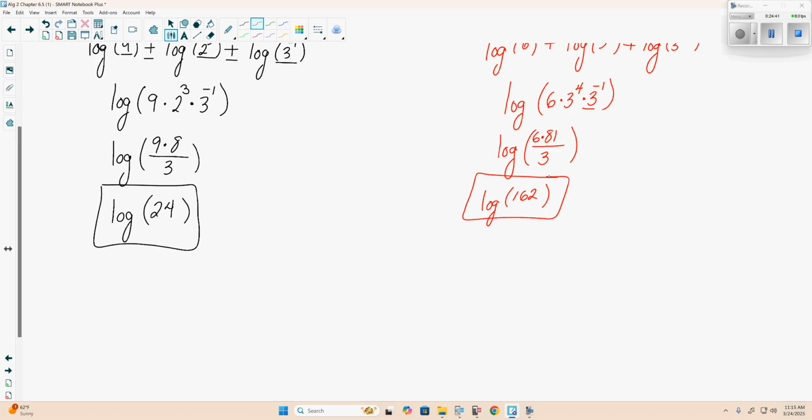Yeah, because there's different ways we could have gone to getting to this final answer, because 3 to the 4th times 3 to the negative first. Yeah, 6 times 81. What is it? 486 and then divided by 3. Questions on those here?